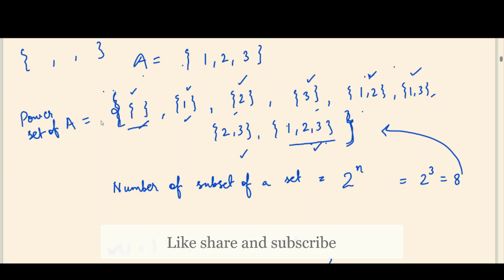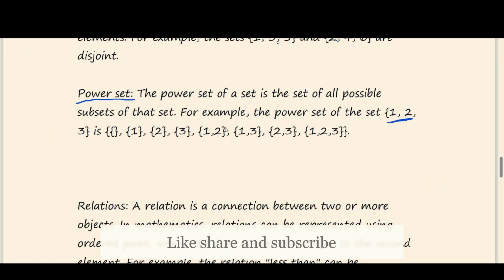So the power set is the set of all subsets. See, this one is the null set. These elements each contain one element. This contains two elements. This contains two elements. This is two elements, and then all three elements. So this is the power set of a set.